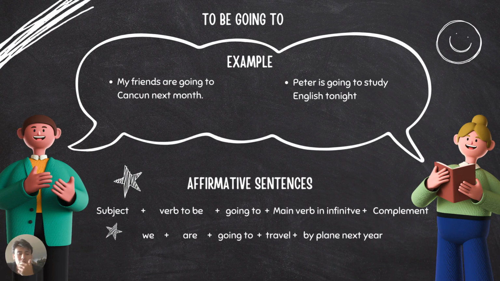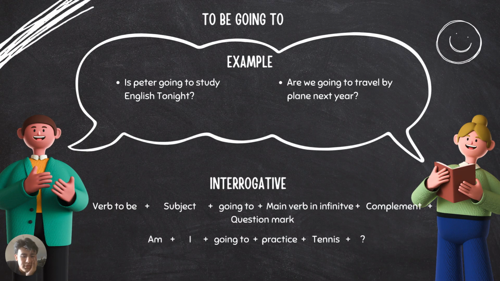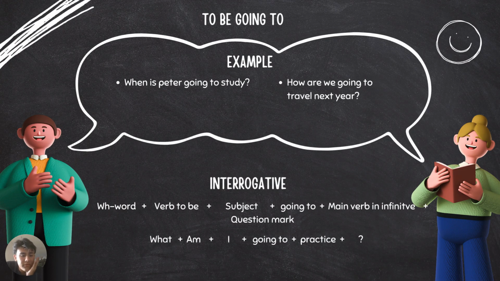We can also use it for predictions when we see evidence, like black clouds, meaning it's going to rain. This is the interrogative structure, with question words like what, where, when, how. So, for example, when is Peter going to study, or how are we going to travel next year?